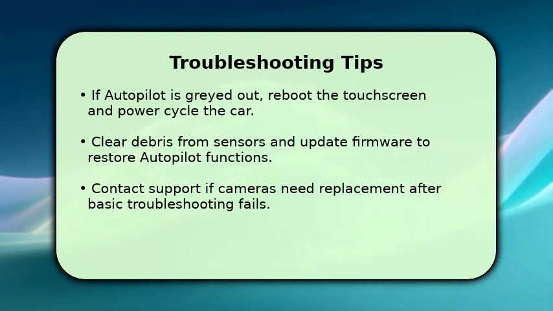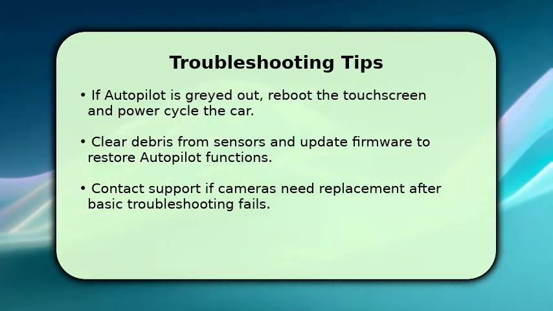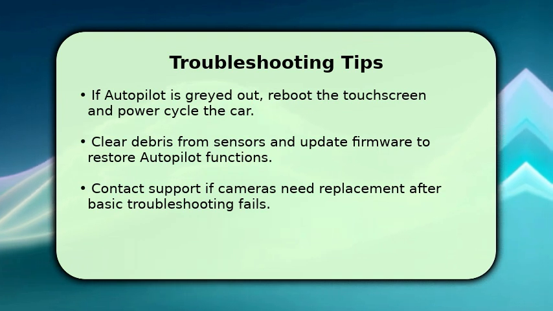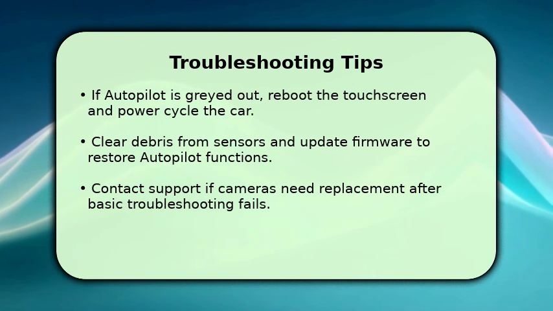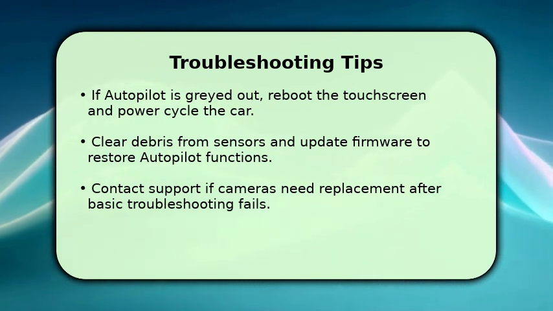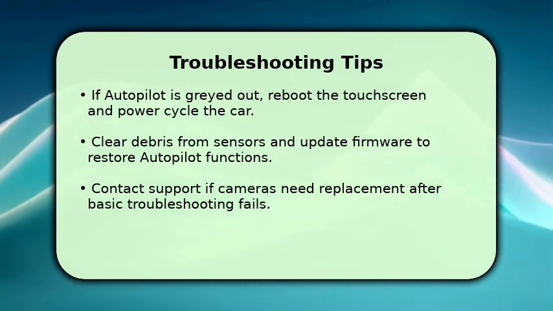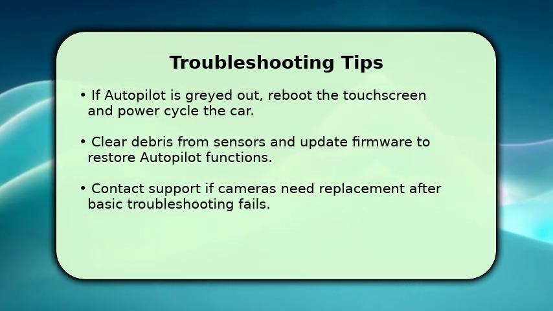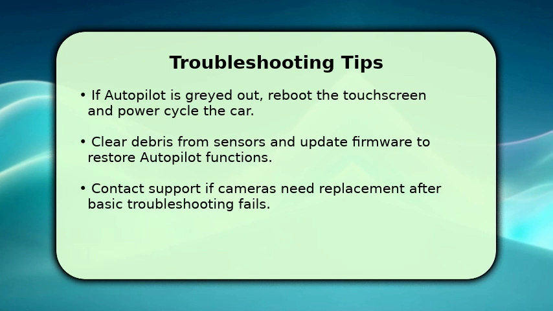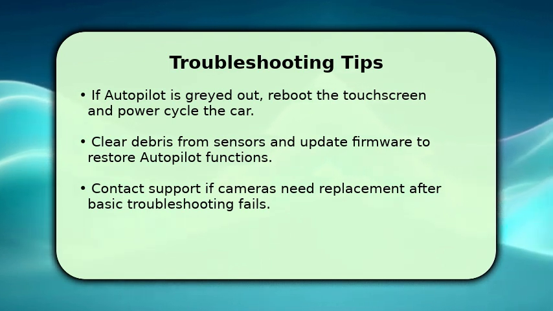If autopilot is grayed out, reboot the touchscreen and power cycle the vehicle, then recheck settings. Clear debris from sensors, update firmware, and ensure driver profile permits autopilot. If lane lines are not detected, adjust speed and retry under better lighting. Contact Tesla support if problems persist after these steps to promptly schedule.